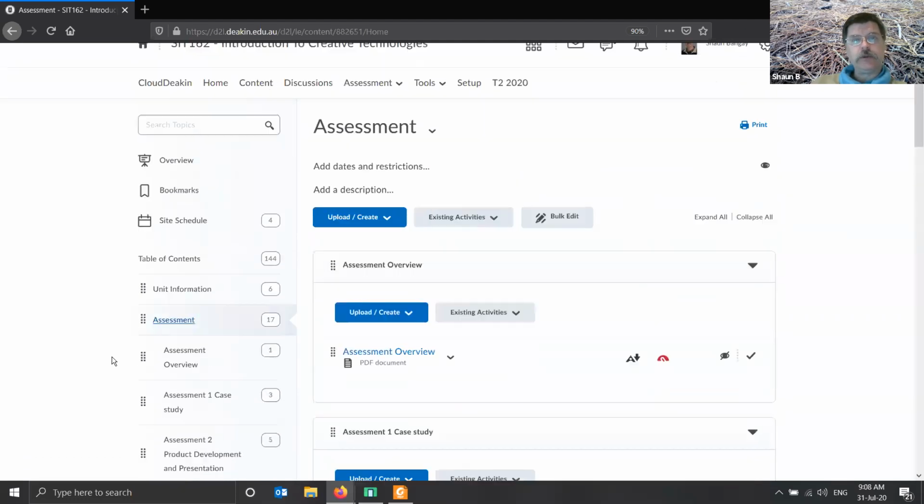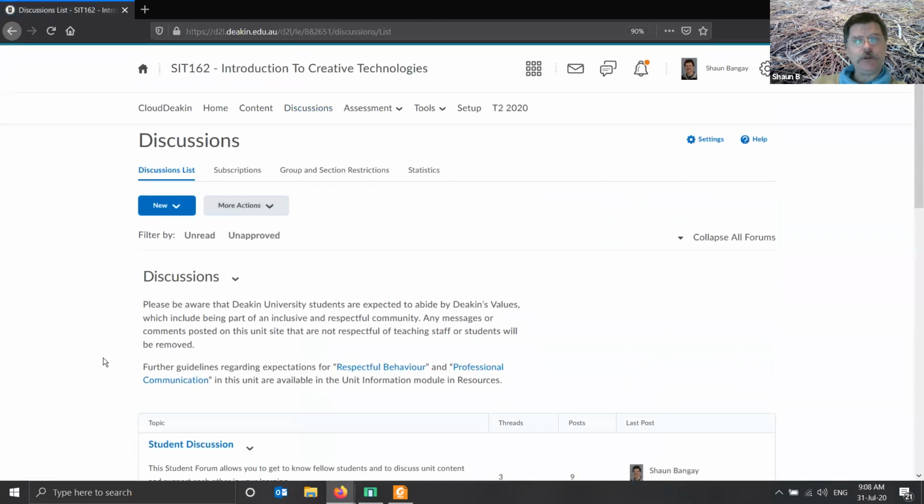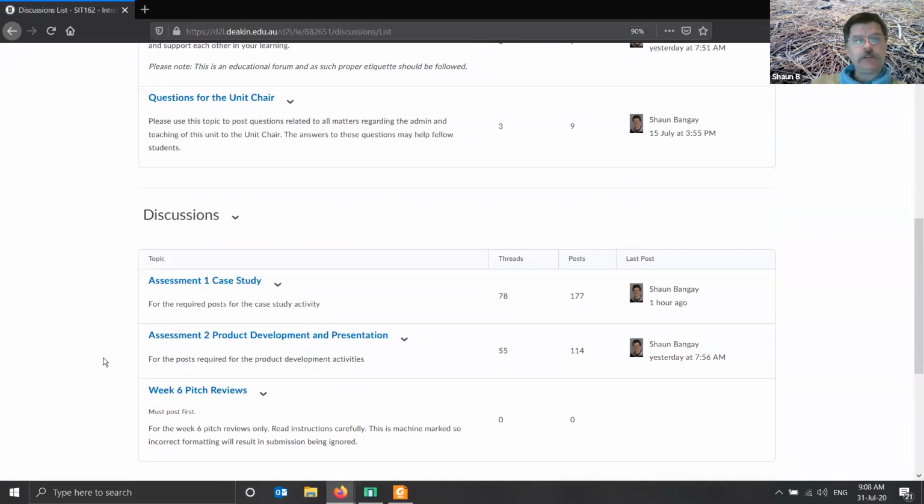Other things that you should be aware of are the discussion forums, where there is a lot of activity happening at the moment. In particular, there are discussion forums around the case study and around the product development process for teams. And we're looking forward to seeing some postings there about the meetings that your teams conducted during week 3.